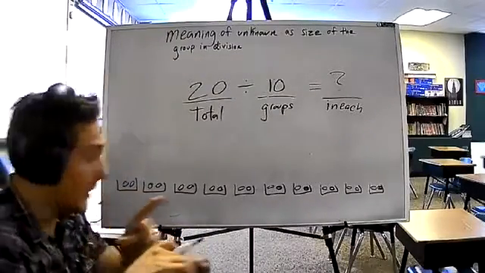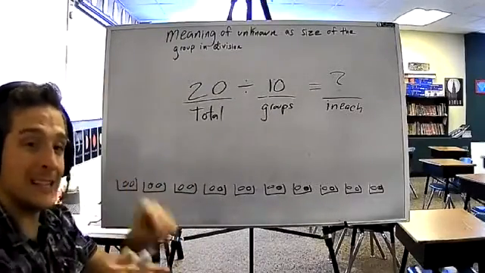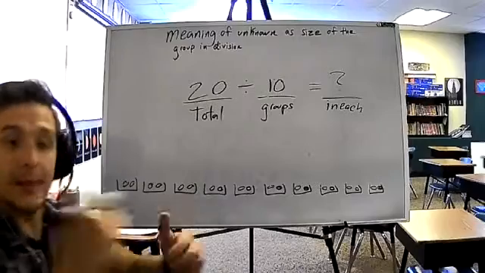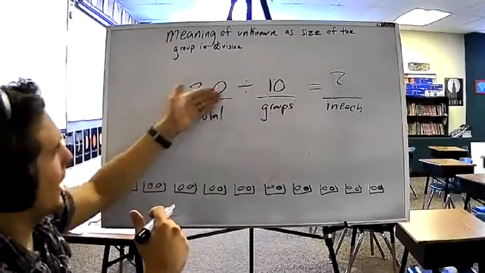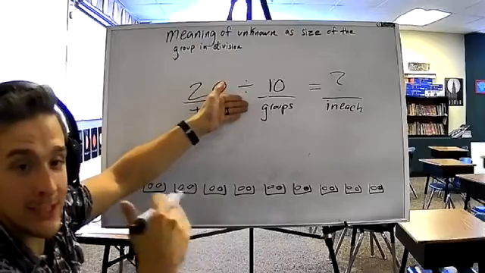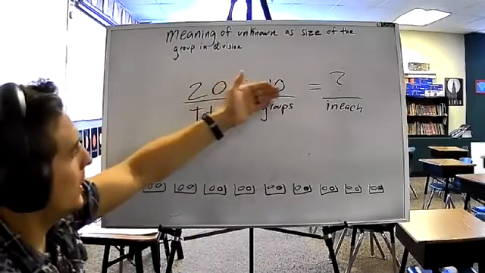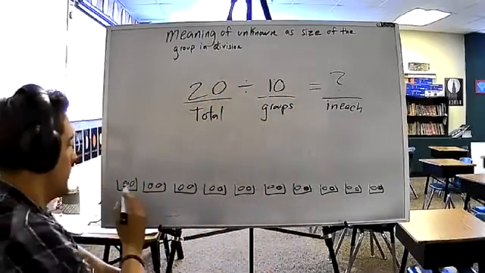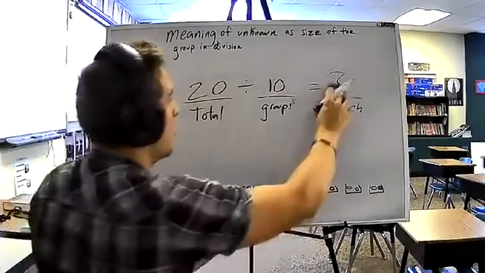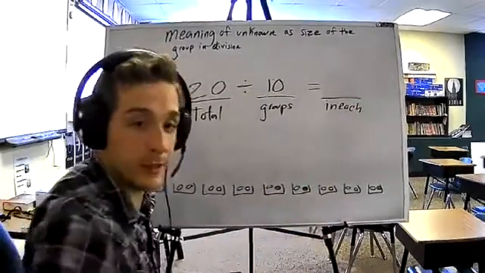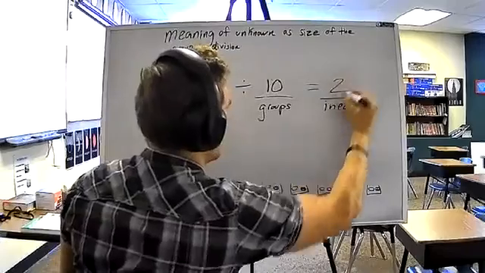And the important thing to realize is that every single group has the same amount in each. Now we can answer the question. I have a total of 20 tomatoes, and I have 10 tomato plants with the same amount of tomatoes on each. How many are on each plant? And you can just go 1, 2. There's 2 in each one of those groups. So your final answer for this question would be 2.